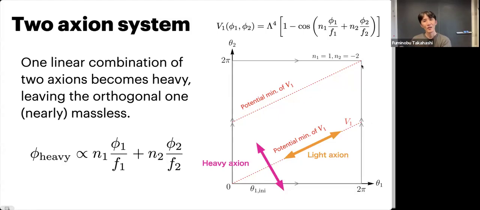The potential is flat. On the other hand, if you go in this direction, orthogonal to the red line, the axion is heavy. If you go in this direction, you climb up the potential, and here is the potential maximum, and you go down, and you are at the potential minimum again, and so on. So there's a light axion, or in this case a massless axion, along the red dotted line, and a heavy axion along the orthogonal direction. And we want to identify the light direction with the QCD axion.